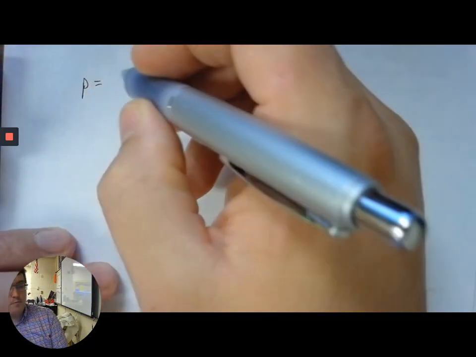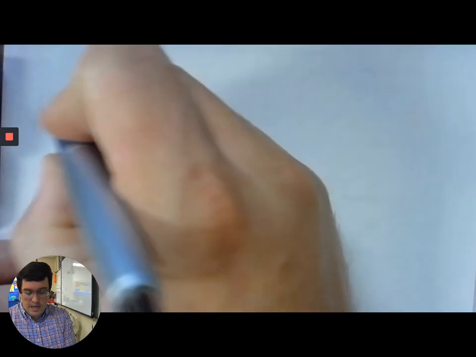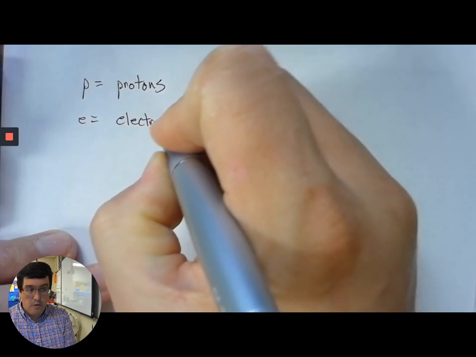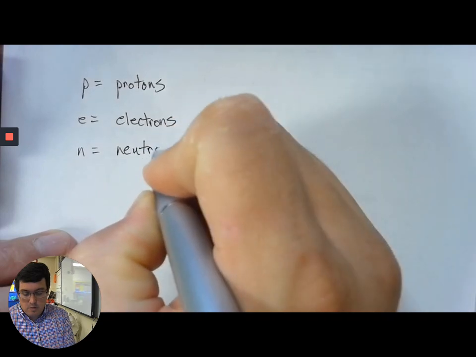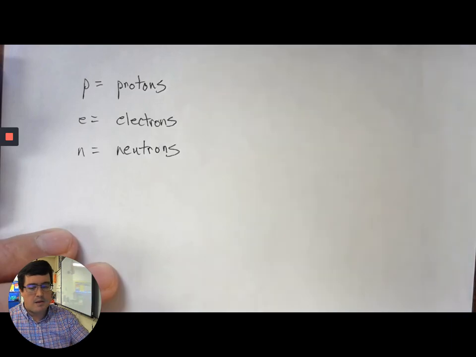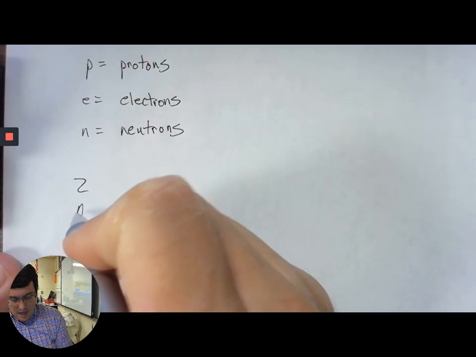P is number of protons. E is number of electrons. N is number of neutrons. Those are pretty self-explanatory. We've been talking about the atomic model and the parts of the atom, subatomic particles. What the heck are Z, A, and C?